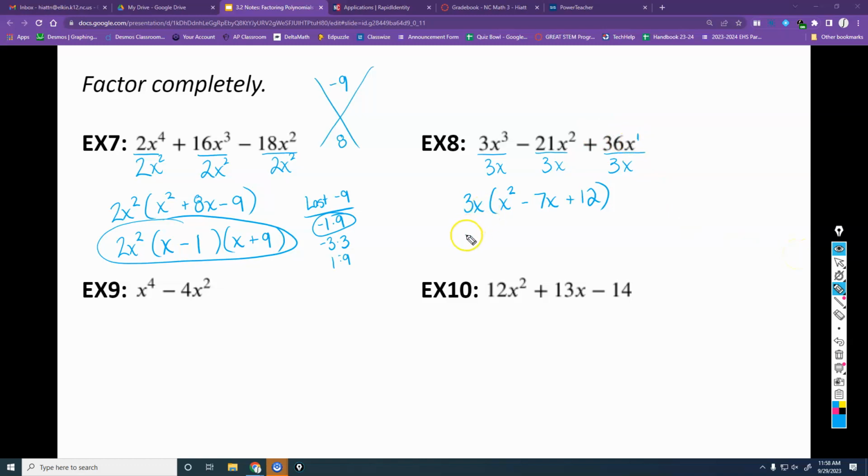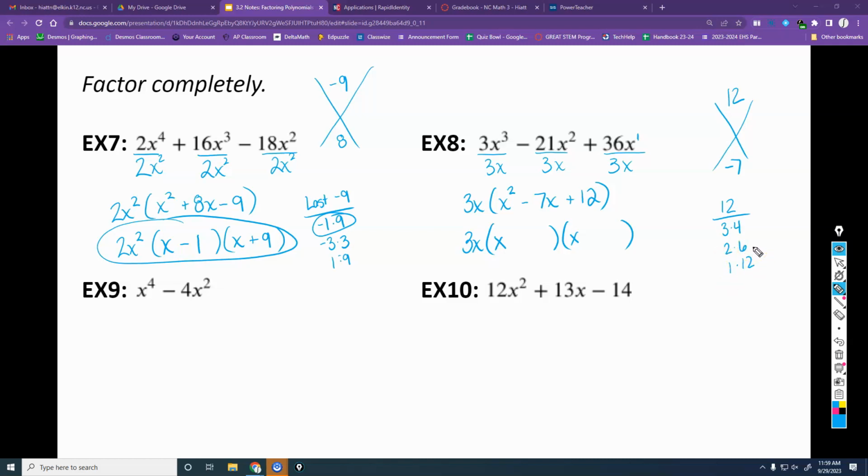Okay, we want to factor this further. So we will have our set of 2 parentheses. We'll have an x and an x. We need to multiply to get 12, but add or subtract to get negative 7, right? So if I think of numbers I can multiply to get a positive 12, I could use a positive 3 and a positive 4, a 2 and a 6, or a 1 and a 12.